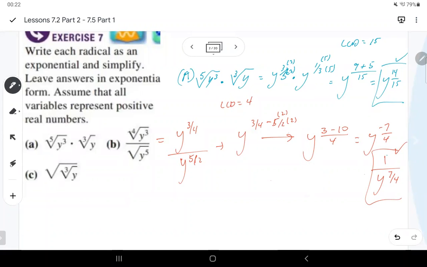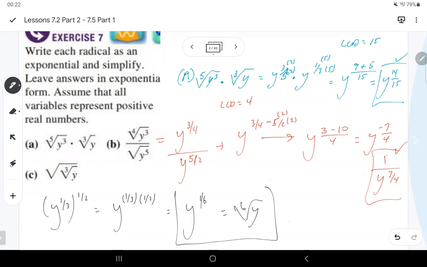All right, last one for this set. We actually have to do a power to a power. So it's going to be y to the 1/3 raised to the 1/2. So we just do 1/3 times 1/2. And that gets us y to the 1/6 power. If we wanted to write it back, it would look like the 6th root of y. So I would accept either of those.